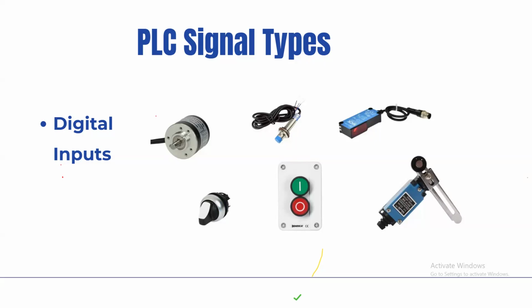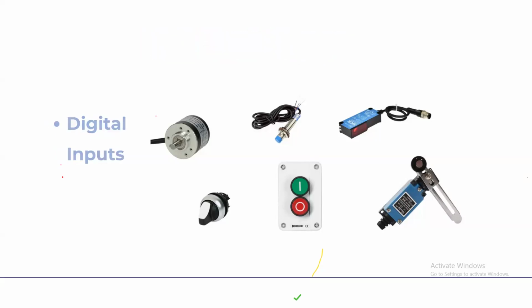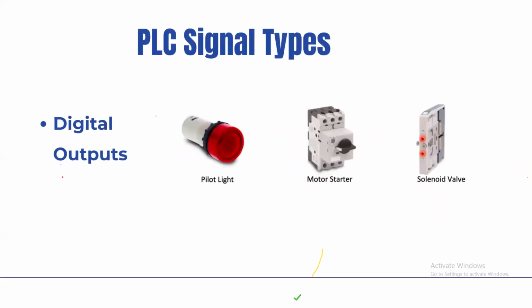It does not make sense to say, I've pushed my button halfway. Either you pushed it or you've not pushed it. Generally, the voltage level that you find with a lot of inputs that go to the PLC is 24 volts. The most common signal that you'll find on the field is 24 volts. Same for digital outputs: you have a pilot light, it's either on or off. You have a motor starter, it's either energized or not energized. You have a solenoid valve, it's either open or closed.